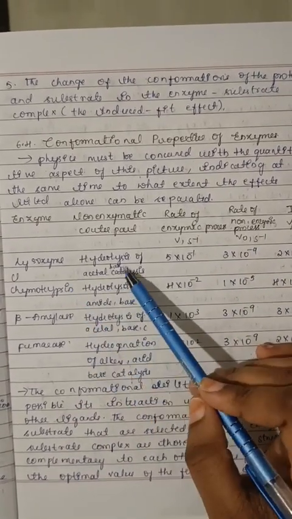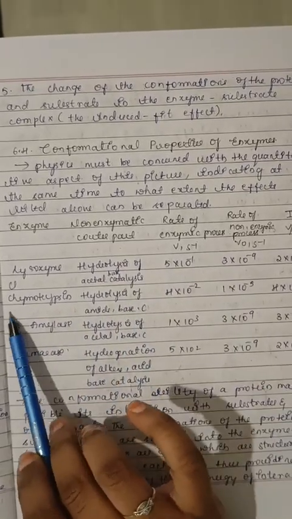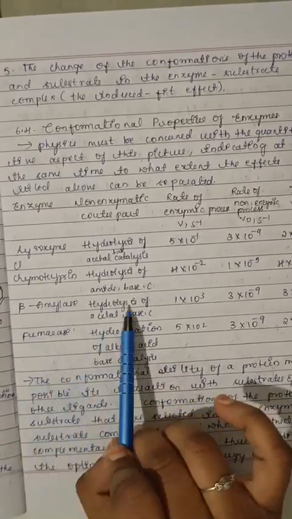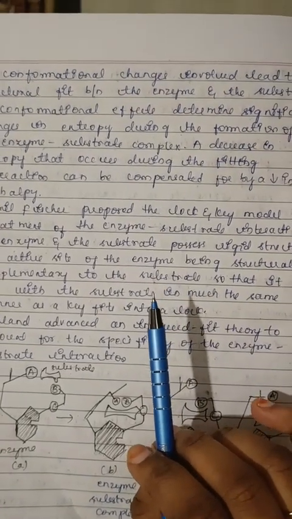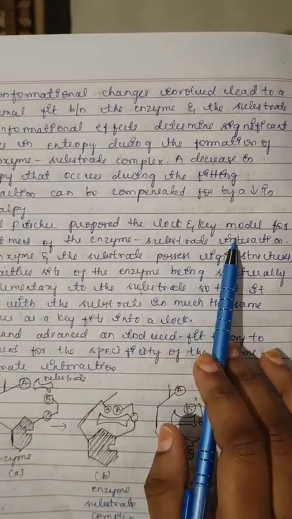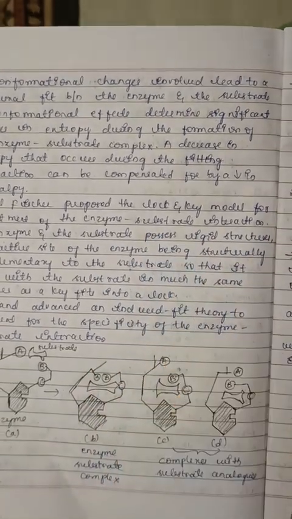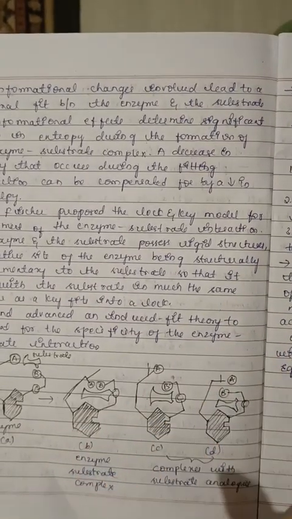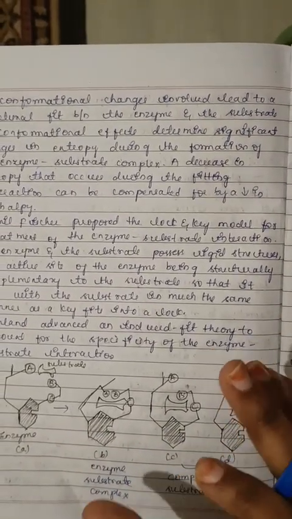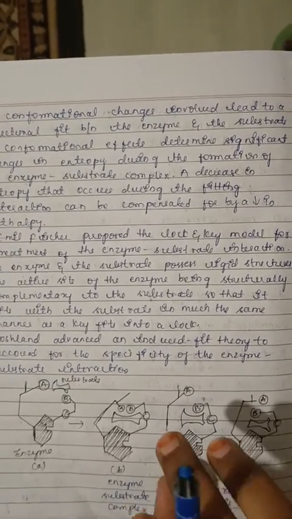So like this only we can find out all these non-enzymatic counterparts and rates of reactions of all these, like for beta amylase and fumarase, all this also. So next, there is E. Fischer. He is one of the scientists. He proposed the lock and key model for the treatment of the enzyme-substrate interaction, where the enzyme and the substrate possess rigid structure, and the active site of the enzyme is structurally complementary to the substrate, so that it fits with the substrate in much the same manner as a key fits into a lock.